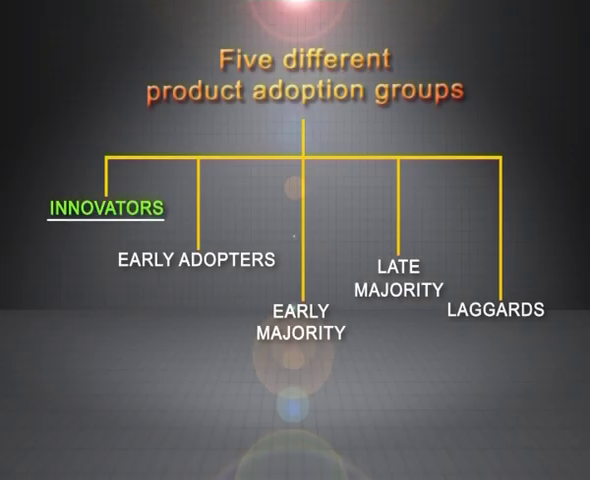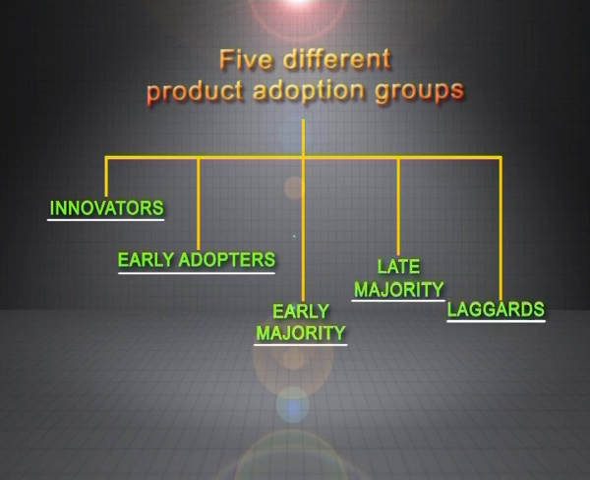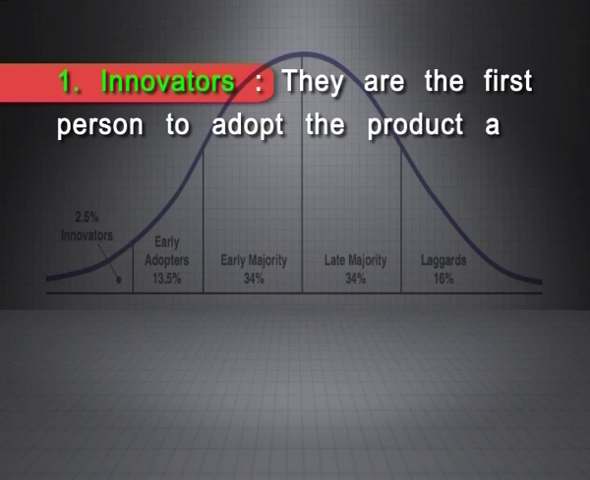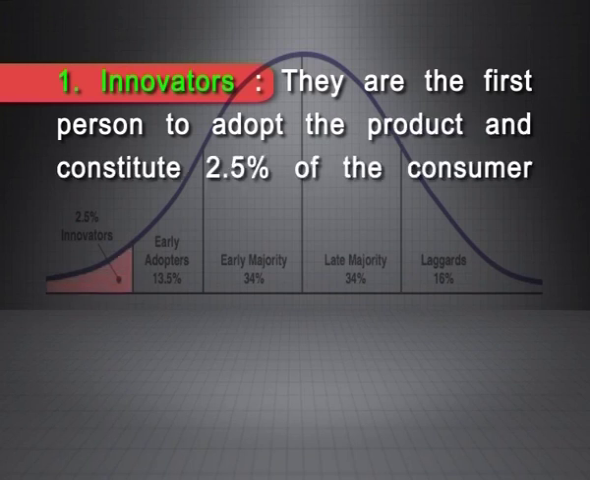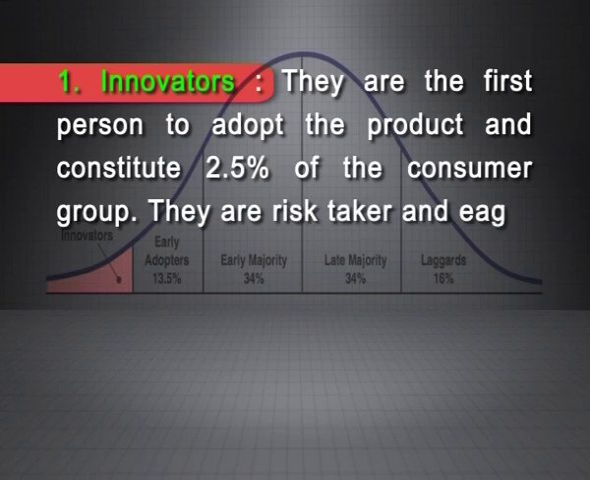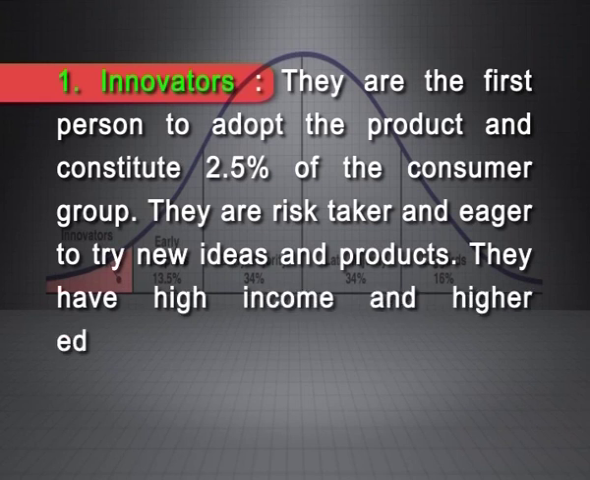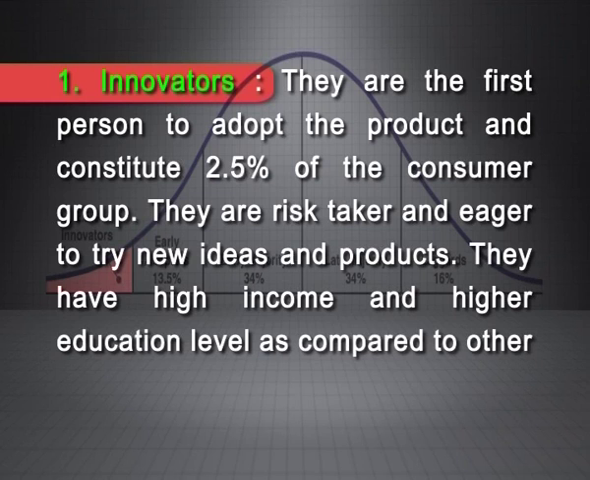Based on the response and behavior of the consumer at the different stages of the product life cycle, there are 5 different product adoption groups. The first one is innovators. They are the first people to adopt the product and constitute 2.5% of the consumer group. They are risk takers and eager to try new ideas and products. They have high income and a higher education level as compared to other categories.